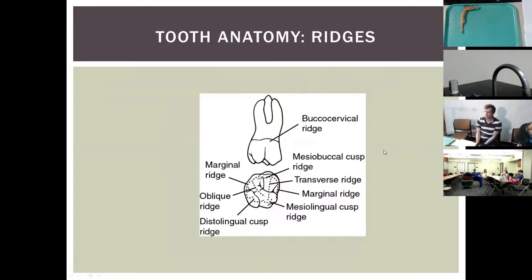And another thing that dentists can often use to identify teeth and to point out landmarks on teeth is the ridges involved on the teeth. I'm not going to get into this, but there's a lot of different ridges. There's the buccal cervical ridge, the mesobuccal cusp ridge, the transverse ridge. It's not really important for what we're talking about today. I just wanted to point out that there's a lot of diversity when it comes to teeth.